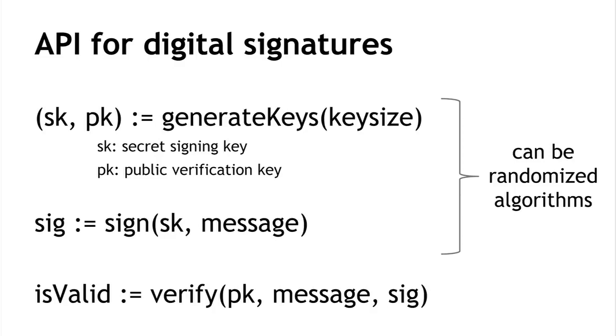The third operation is verify, which takes something that claims to be a valid signature and verifies that it's correct. It takes the public key of the signer, the message that the signature is supposedly on, and the supposed signature. And it just says yes or no: is this a valid signature? These three algorithms constitute a signature scheme. I'll note that the first two can be randomized algorithms. The verification won't be; it will always be deterministic. And in fact, generateKeys had better be randomized because it ought to be generating different keys for different people.